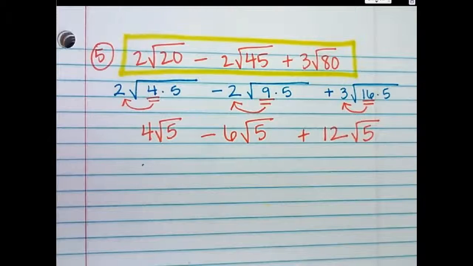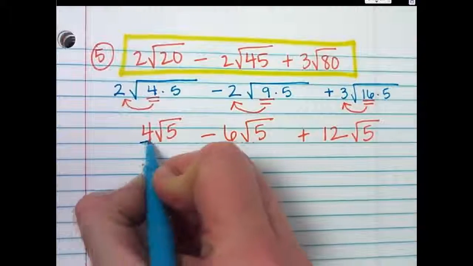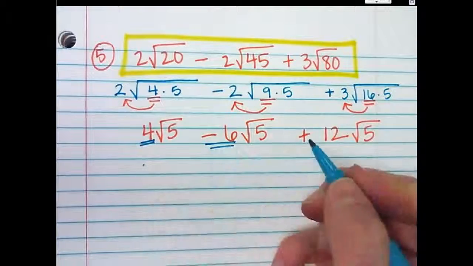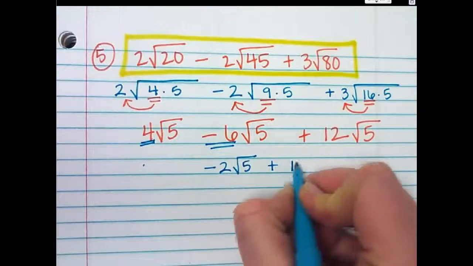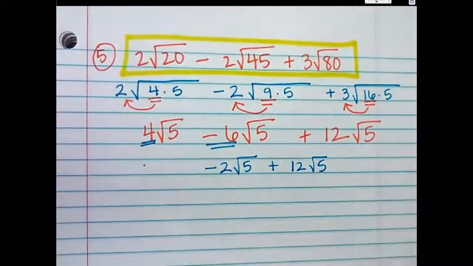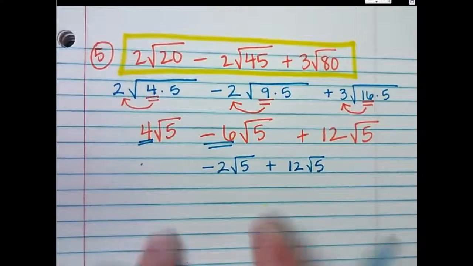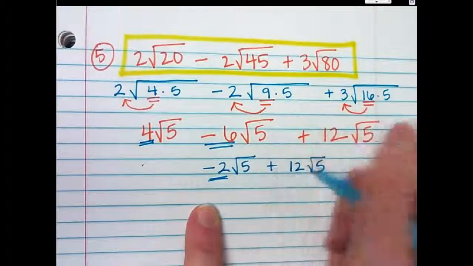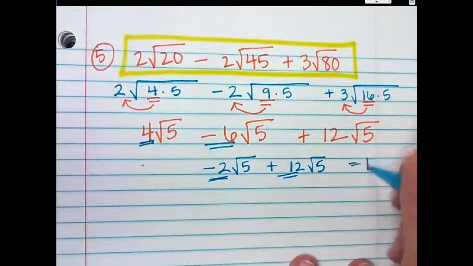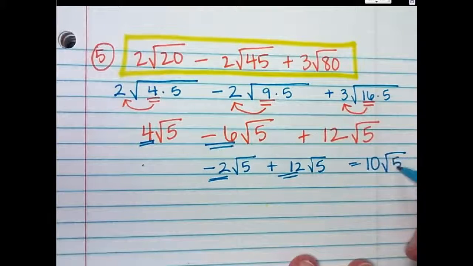They're all the same, so I'm just going to go from left to right. 4 minus 6, if you need to rewrite it, you can do that. Negative 2 square root 5. So I added these 2 to get negative 2, and then I can add these 2 now. Negative 2 plus 12 is 10 square root 5.